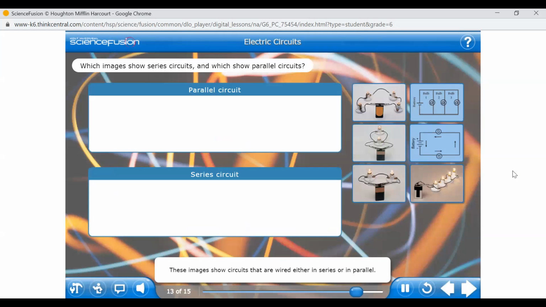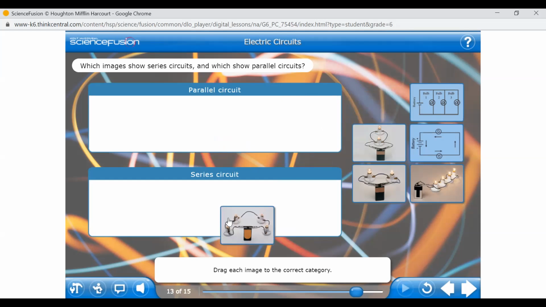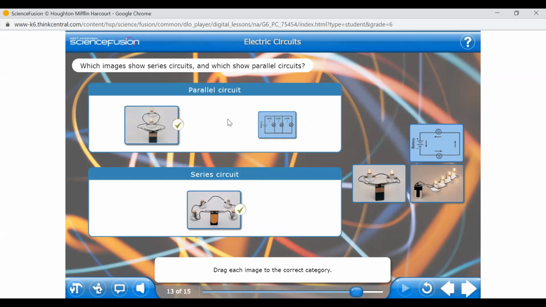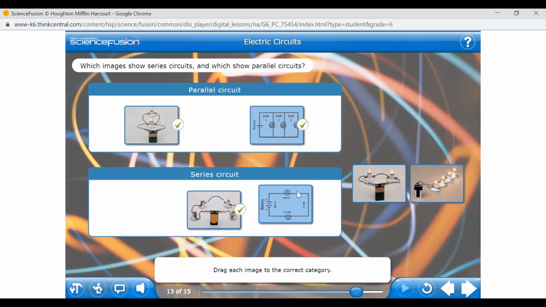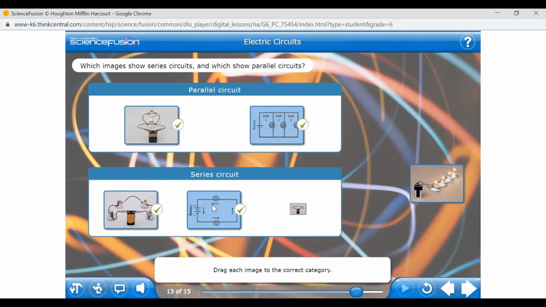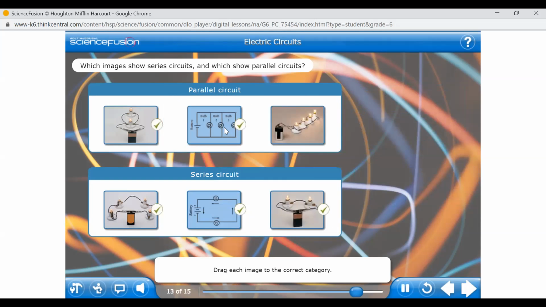These images show circuits that are wired either in series or in parallel. Drag each image to the correct category. Well done! You've identified that circuit elements wired one after the other are in series, while those connected at common points are in parallel.